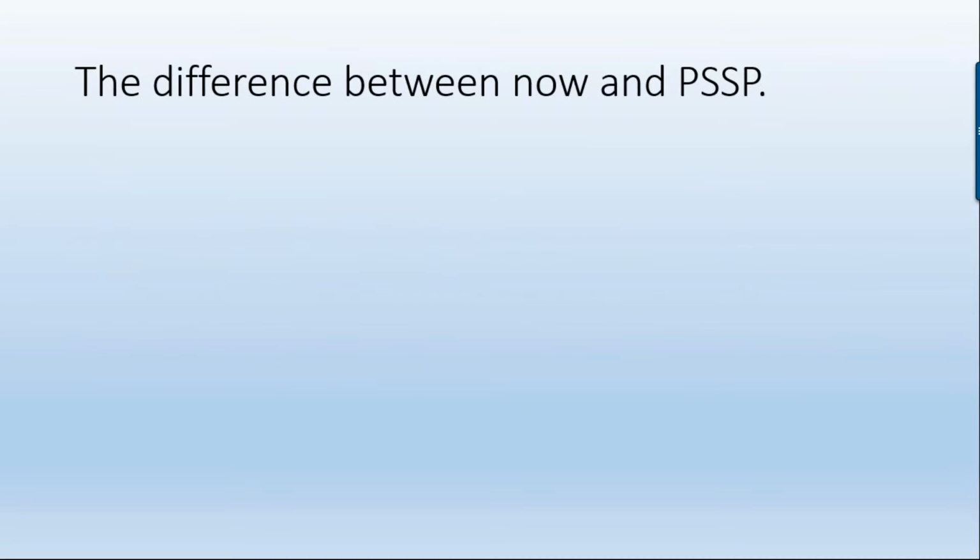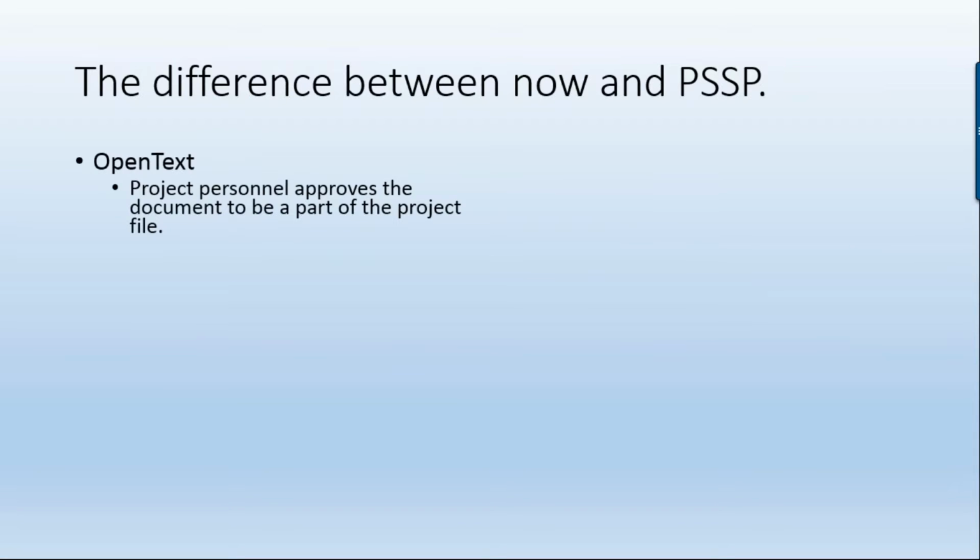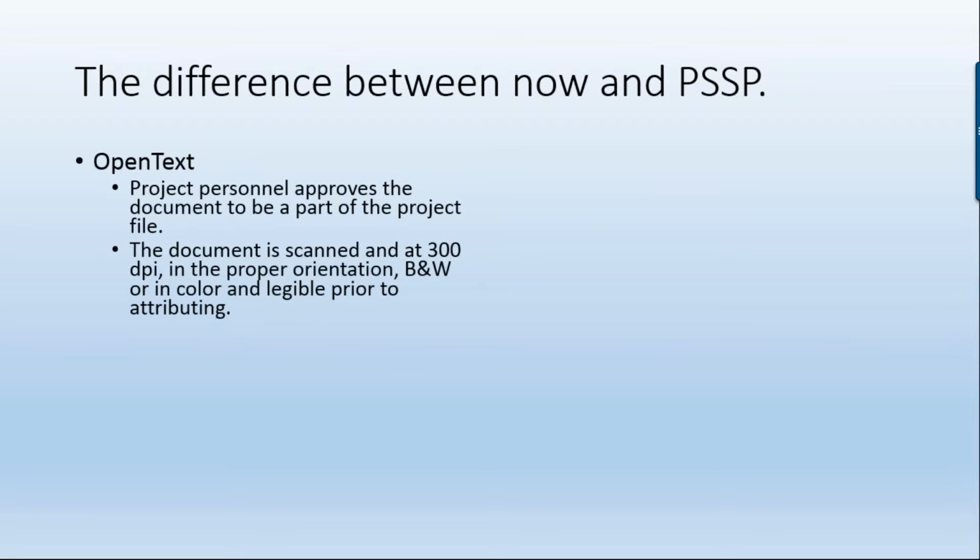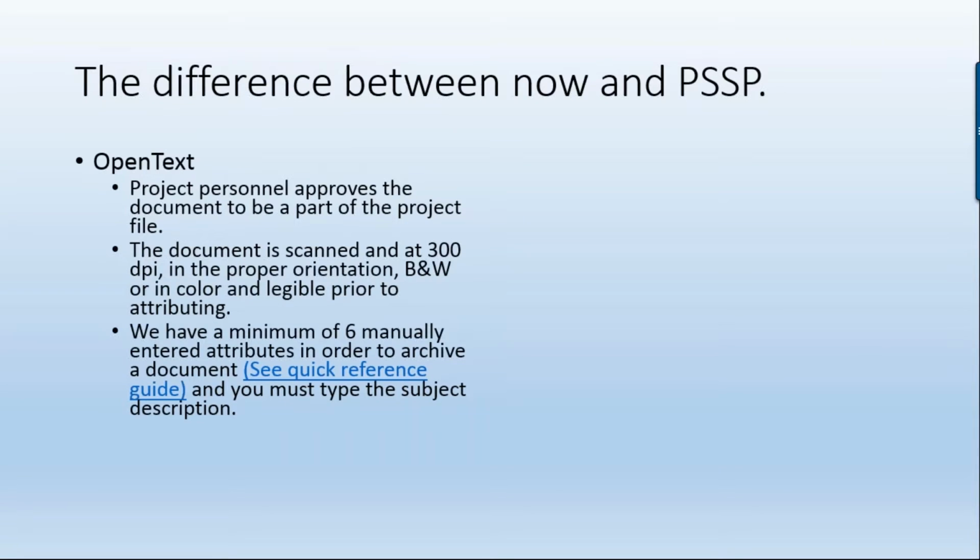So again, now in PSSP, with open text, project personnel still has to approve the document to be part of the project file. Then we go in, we scan at least 300 dots per inch, proper orientation, black and white color, legible prior to attributing. We have a minimum of 6 manually entered attributes in order to archive a document. Now I'm going to click on the See Quick Reference Guide, you guys, in a little bit, and you'll know what that is if you've used this system before. After archive, we have disposition of the paper document.